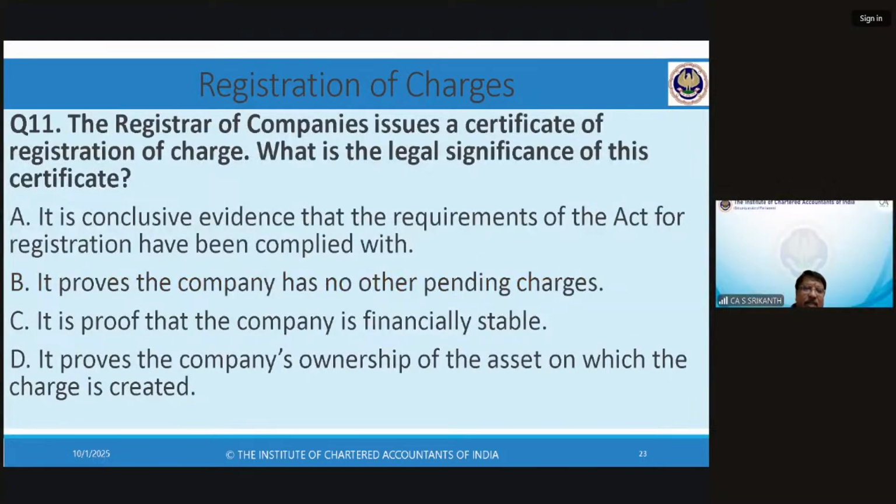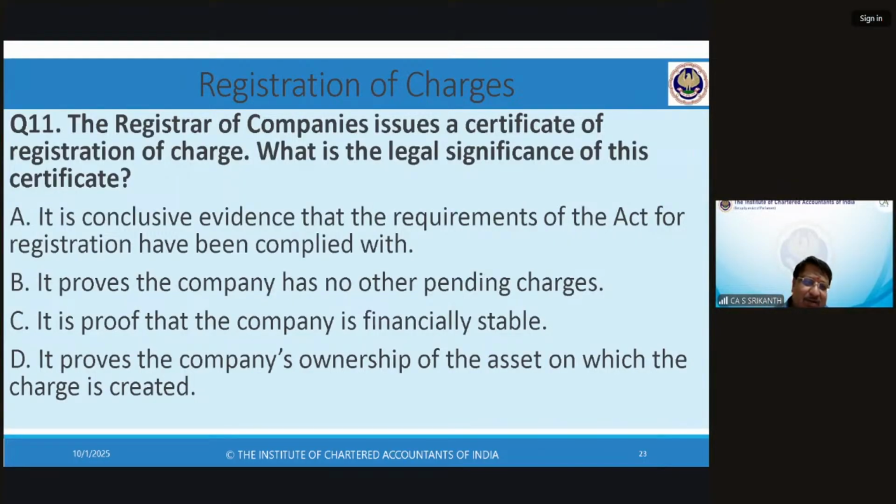The registrar of companies issues a certificate of registration of charge. What is the legal significance of this certificate? Also, what is the form I want you to give? Of course, you can see and give from your material. What is the form for registration of a charge, not for modification, registration? Let's see. I want more answers. Just give the correct answer here.